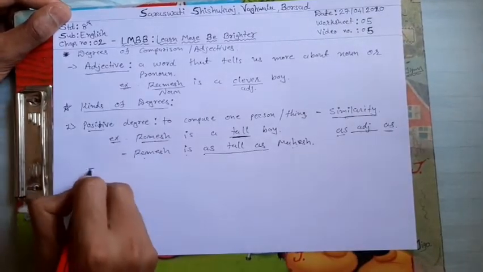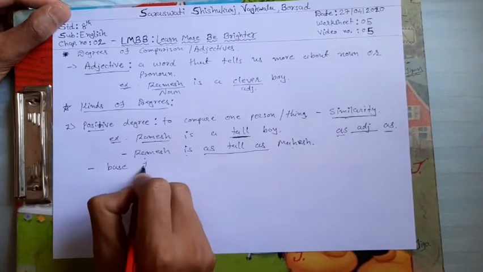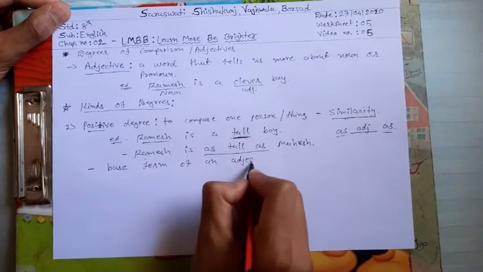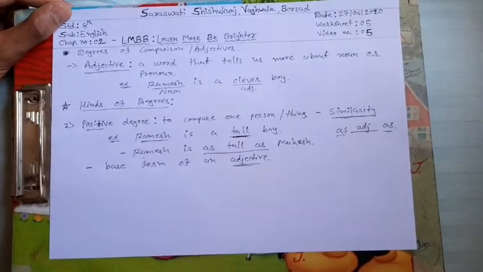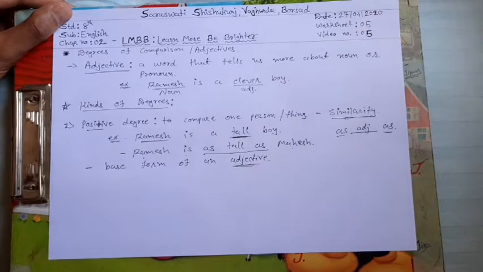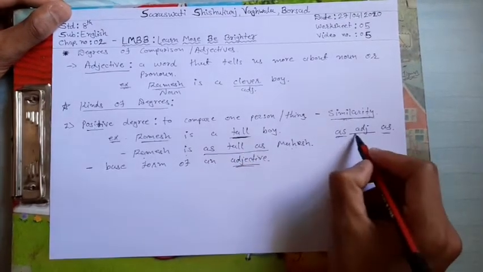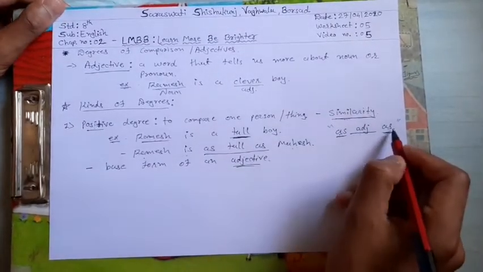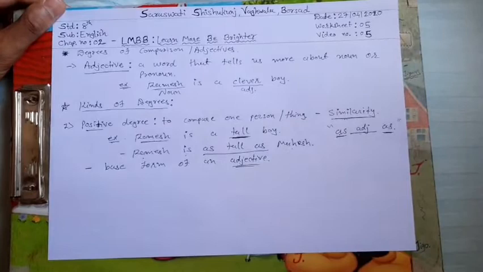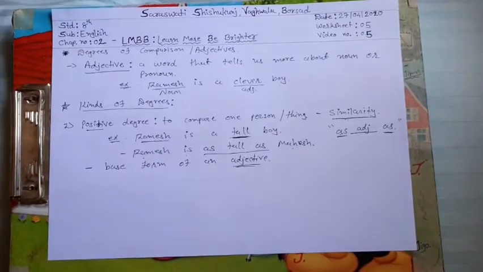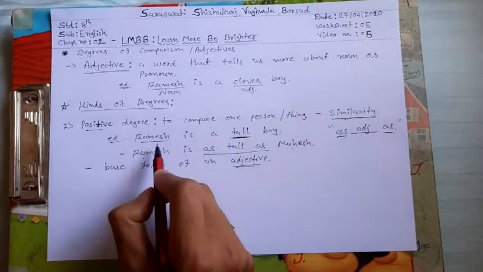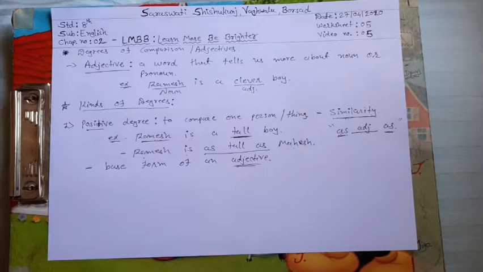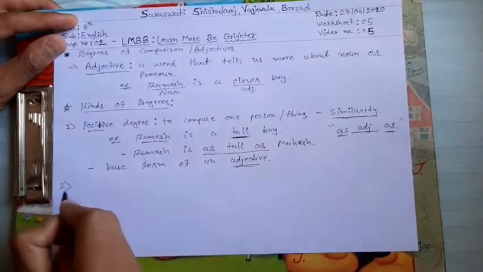In the positive degree, we use the base form of the adjective, in this way: as, adjective, as, if we are talking about similarity. If we are talking about only one person or thing, we can write a simple sentence also, like Ramesh is a tall boy. So it is also the positive degree. Clear? Now the second one is the comparative degree.